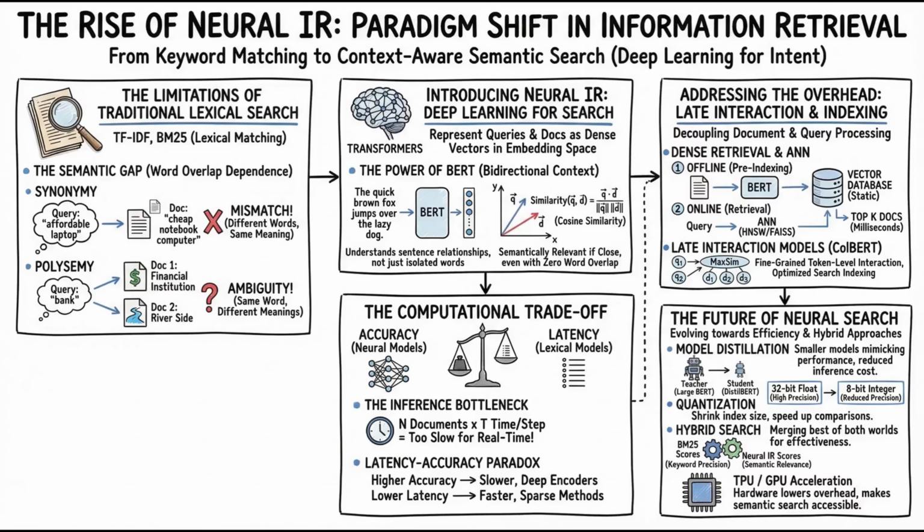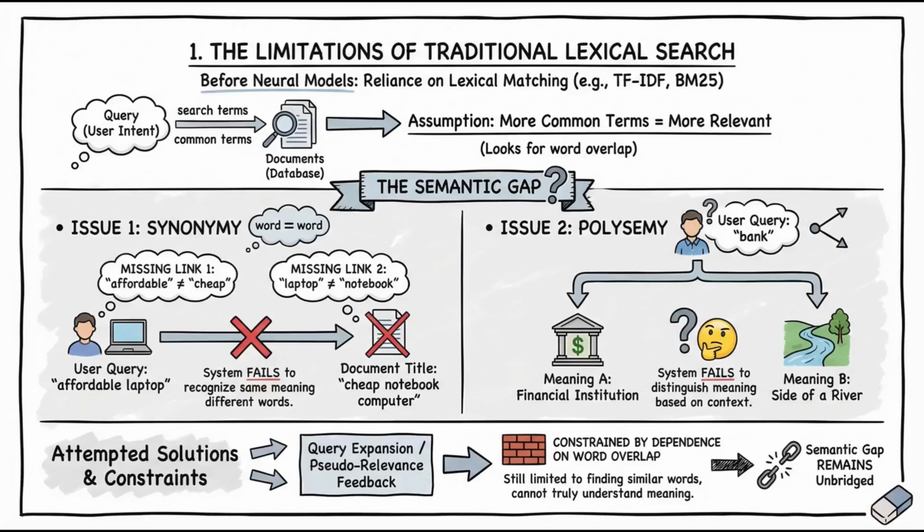Let's begin. Before the rise of modern neural models, search systems relied on lexical matching. Think of these as systems that scan for exact word overlaps. If you use tools like term frequency inverse document frequency or the popular BM25 algorithm, the system simply assumed that the more shared terms a query and a document had, the more relevant the document must be. But this approach faces a significant hurdle known as the semantic gap.